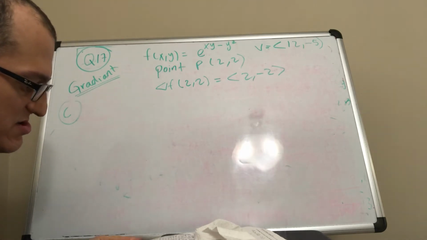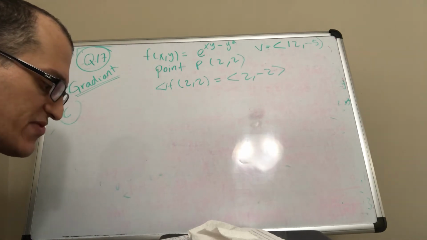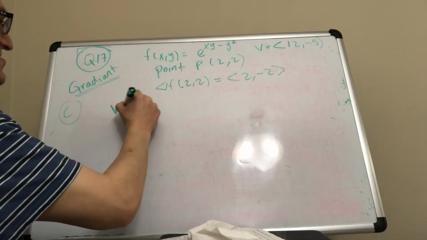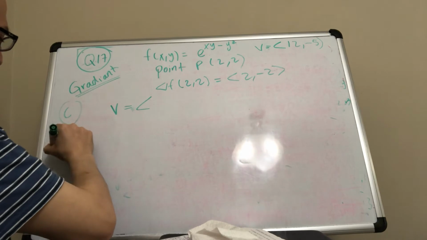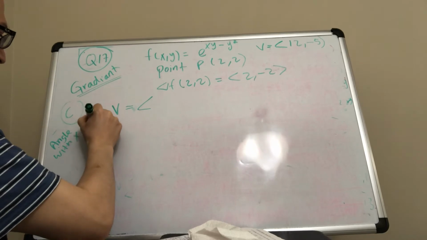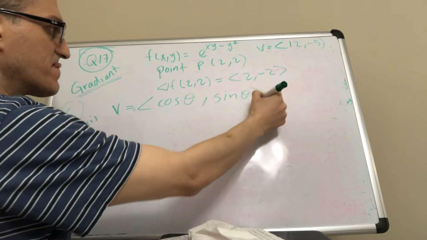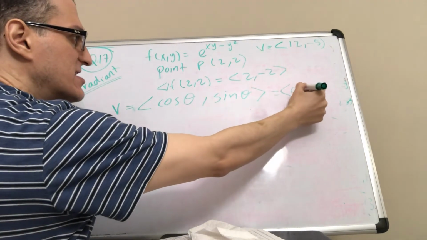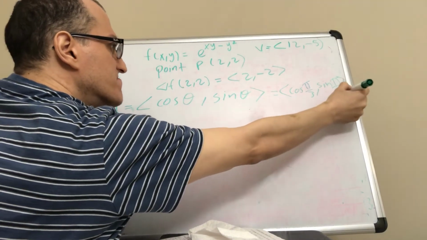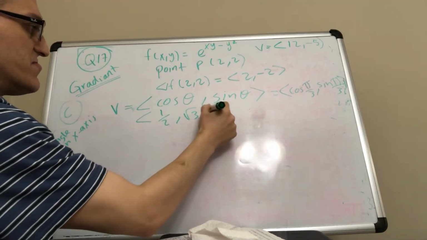Part C, direction of angle pi over 3 with the x-axis. So your vector in this case, if it's angle with x-axis, would be cosine of the angle, sine of the angle. So it would be cosine of pi over 3, sine of pi over 3. That's half, root 3 over 2.